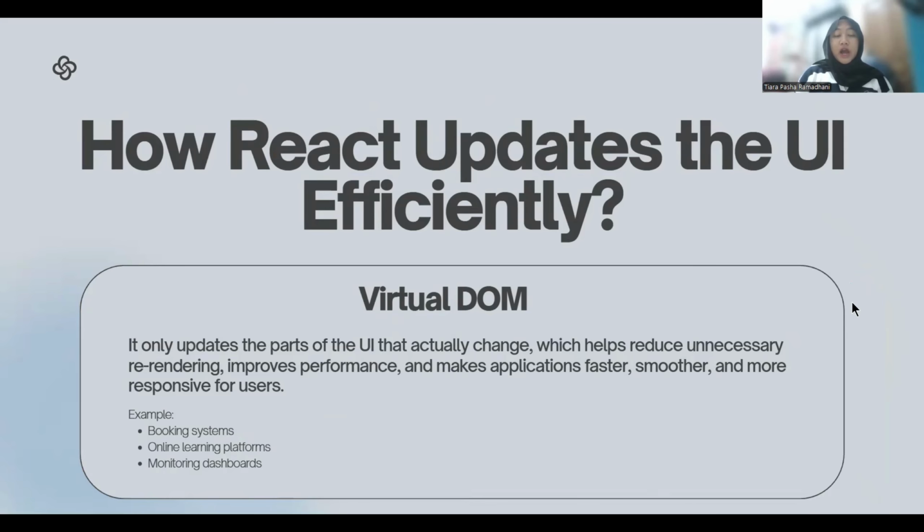And how React updates the UI efficiently. Let me explain about the virtual DOM. When something changes in your React app, it first updates a lightweight virtual copy of the DOM in memory. Then React compares this virtual version with the actual browser DOM, and this is called diffing. It identifies exactly what changed, and then updates only the specific elements in the real DOM.